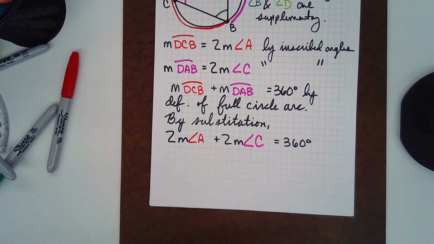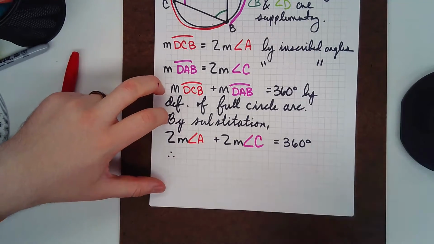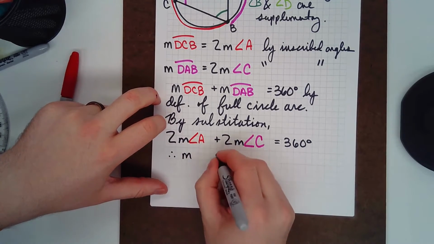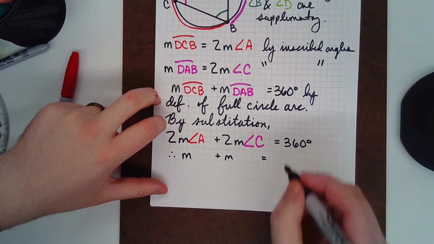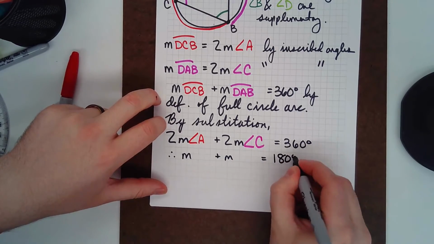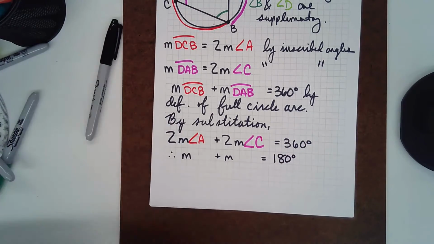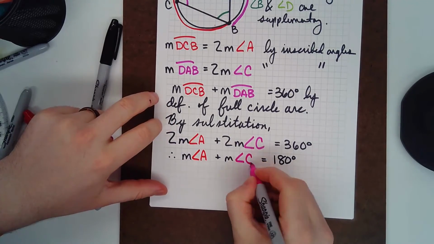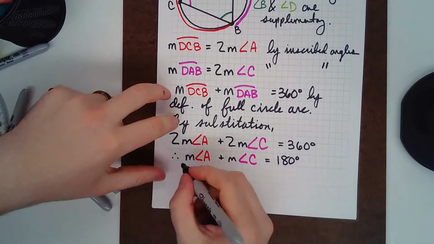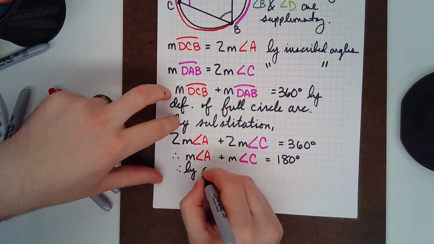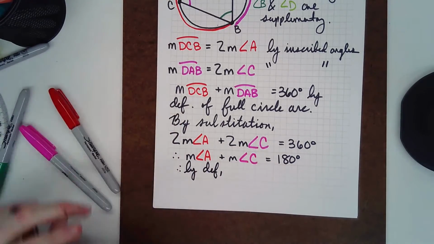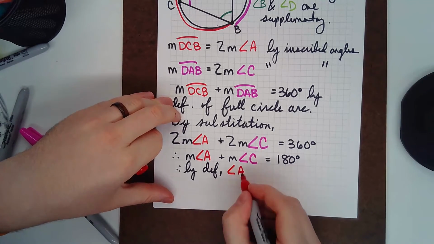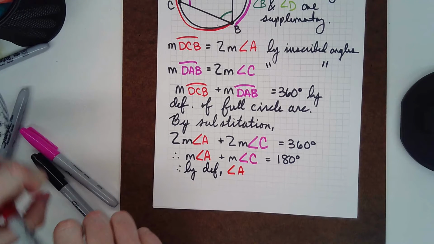So our next step is to do algebra. Therefore, when we divide everything by 2, the measure of angle A plus the measure of angle C is going to equal, well, 360 divided by 2, which of course is 180, and you can tell we're almost there. So the measure of angle A plus the measure of angle C is going to equal 180, and therefore, by definition, angle A and angle C are supplementary, and that's what we wanted, right?